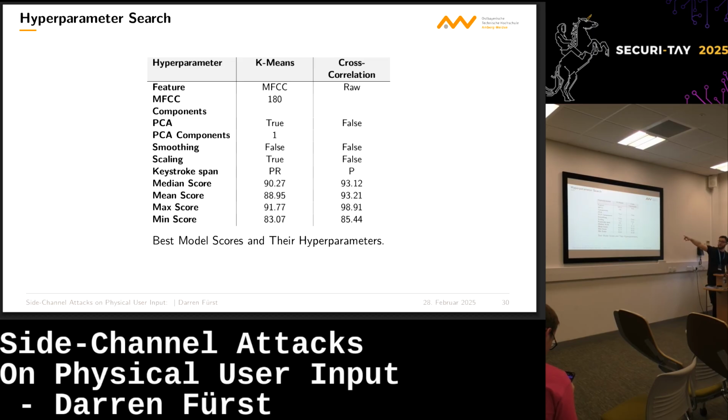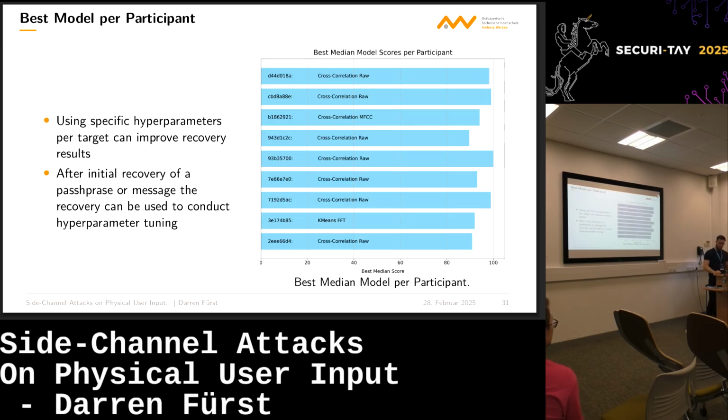So the median score here is 93. So of course, if I get 100% correct cluster assignments, then the dictionary attack will be bang on. I can just run it and not worry about it. It will definitely find it. But as you can see, this is not perfect, and this is where the issues stem from, of course.